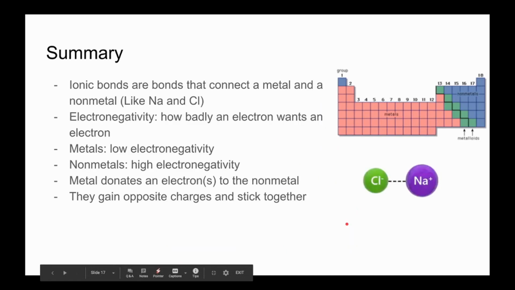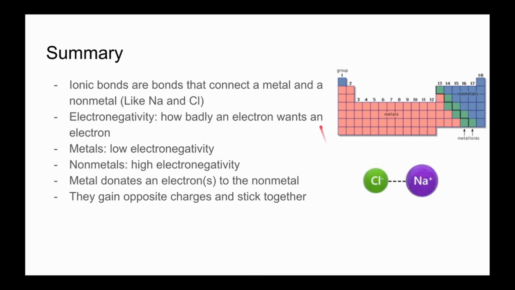So here's a summary of everything that we've learned. So ionic bonds, every time you think of ionic bonds, you should think of a transfer of an electron. But generally, ionic bonds are just bonds that connect a metal and a nonmetal. So if you ever see a metal connected to any sort of nonmetal, it's an ionic bond. Like, for example, as we used in this, sodium chloride, or Na and Cl. Now, ionic bonding only happens because of electronegativity. And electronegativity is how badly an atom wants an electron.